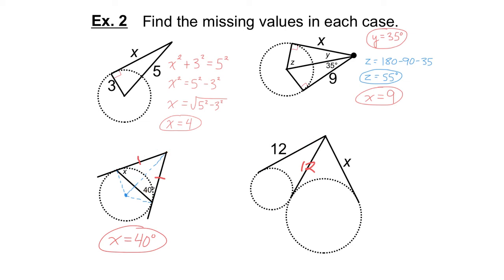So if this and this are the same, now let's look at the other circle. On the big circle, I have a tangent here, meeting at a point. Well, this line and this line are the same, so that means x equals 12. So sometimes the questions are more straightforward than others, but you can use any of the tangent theorems that we had on the previous slide to answer these problems.